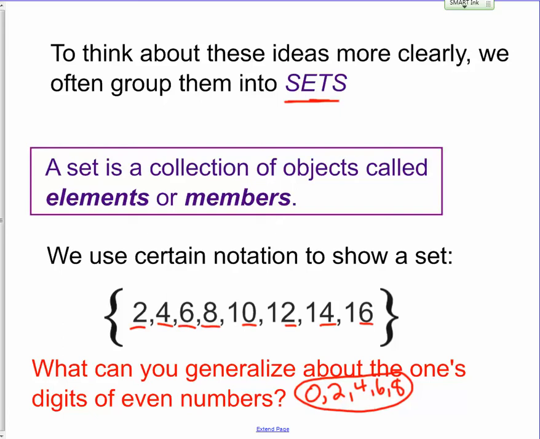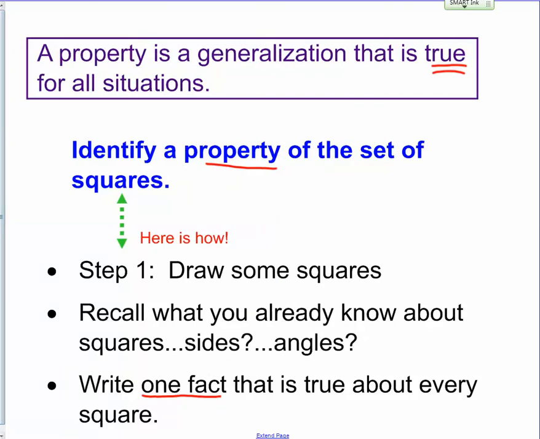And I asked you to look at this set of even numbers from 2 to 16, and what can you generalize about the ones digit of even numbers? And you guys came up with it. If it's an even number, the ones digit is always either a 0, 2, 4, 6, or 8. And that generalization is true for all situations. So there's a special mathematical word that we use when something is true for all situations in mathematics, and it's property.